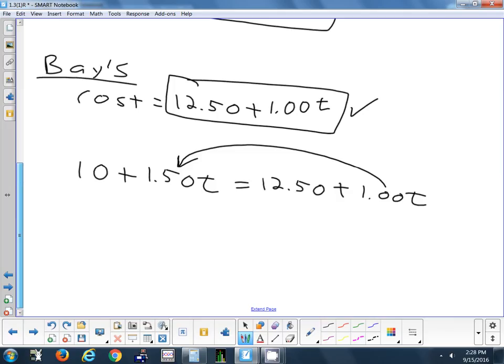I solve it a different way. You're not sure how to think about what's the operation in front of that $1 T? Addition. How do you do the opposite of that? Subtraction. So let's subtract $1 T from each side.